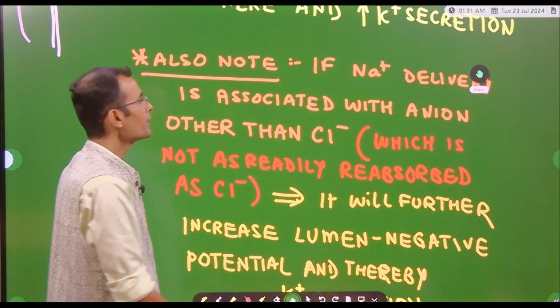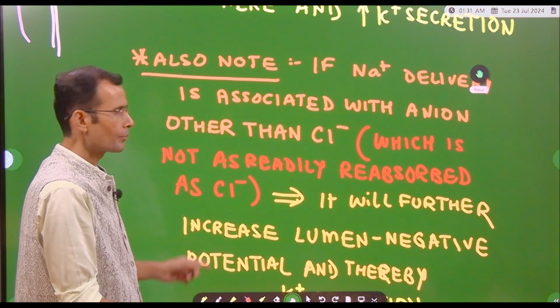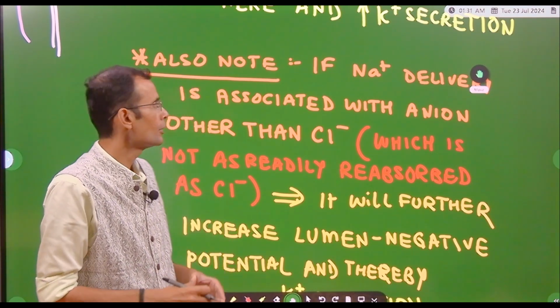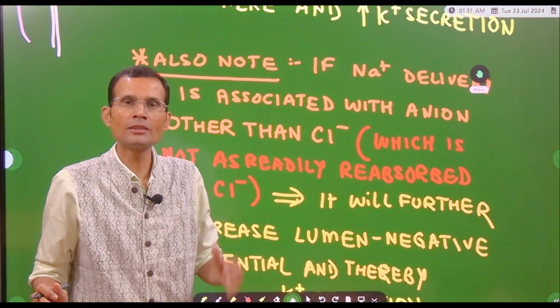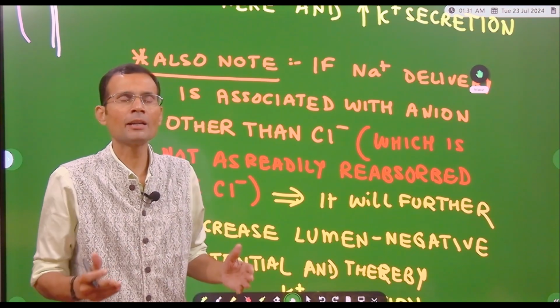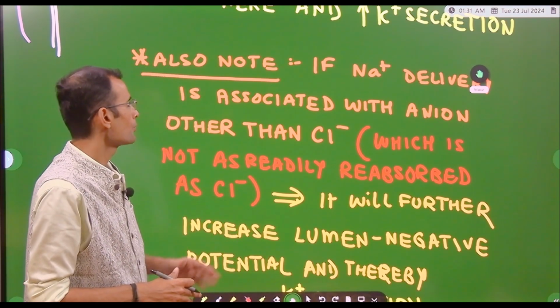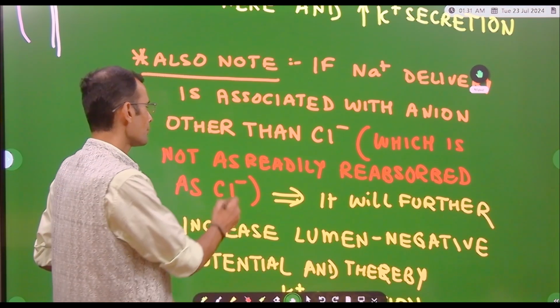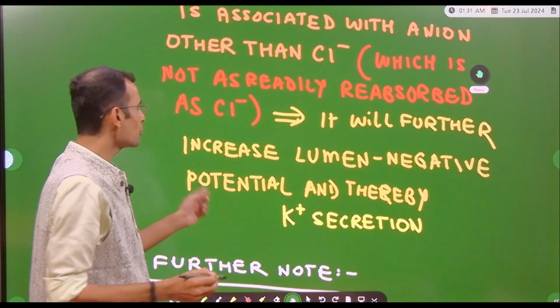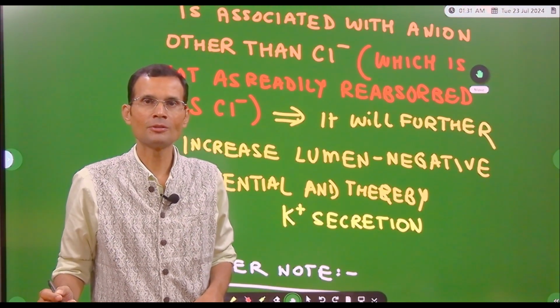If sodium delivery is associated with an anion, obviously it will be the case. But if it is an anion other than chloride, like say bicarbonate for instance, then it will further increase the lumen negative potential.